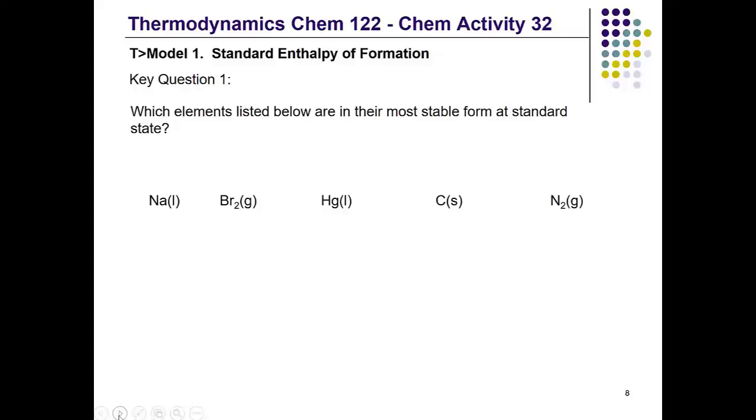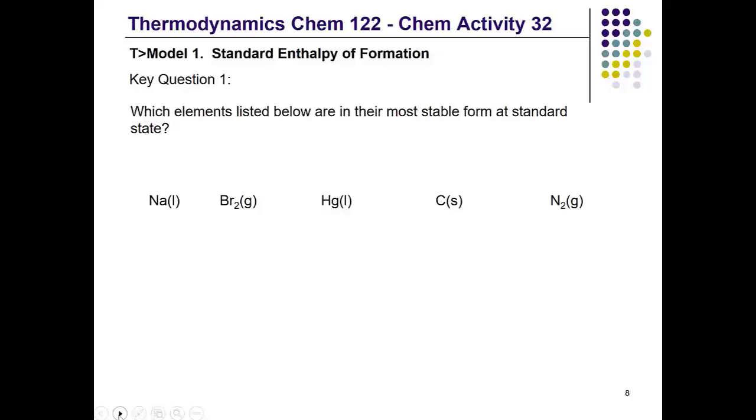For one, I'd like to remind you, what do we mean by the elements in their most stable form at standard state? So please look at these elements that I've got listed. Key question number 1, we've got sodium, bromine, mercury, carbon, and nitrogen. Now note, I've indicated the state of matter because it's actually kind of important. Which elements are in their most stable form?